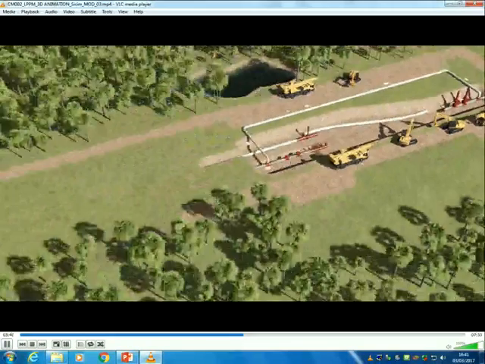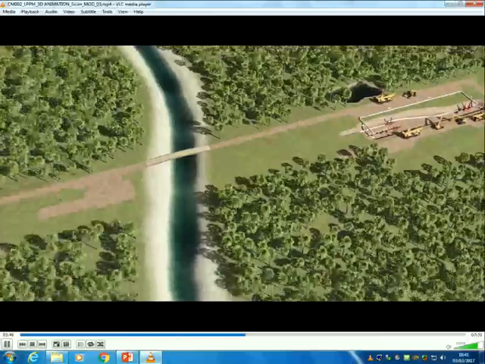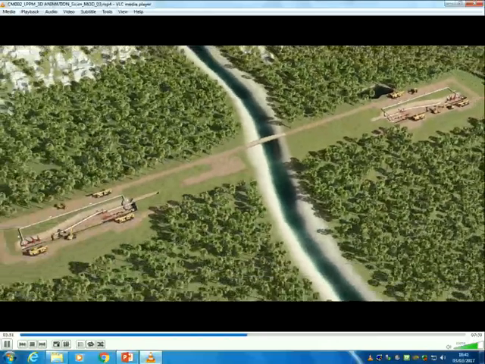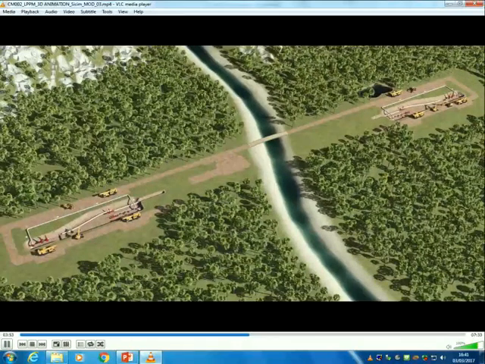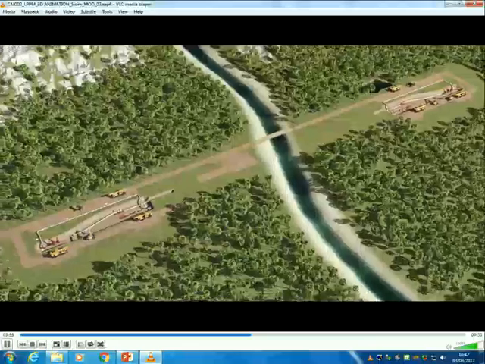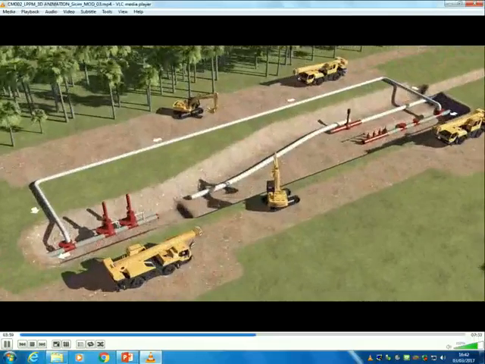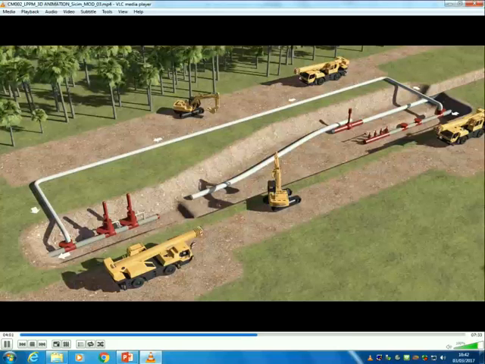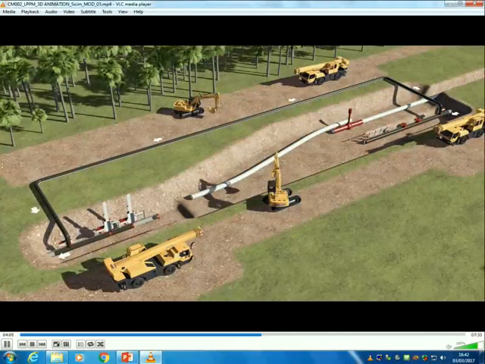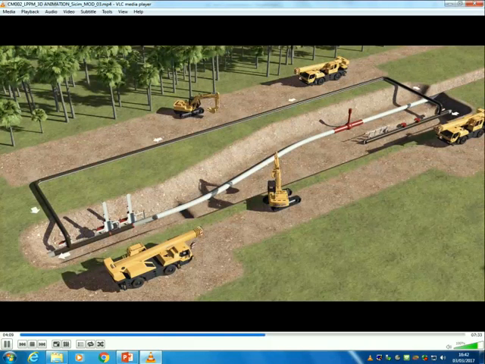So at this time, again, because of the bypass, we haven't lost any production. All oil is still continuing to flow, and so the end operator's happy, the client's happy, and the contractors can continue working in this area. And what they're doing now is they're tying in the new pipeline to the old pipeline. So this is now going to become the new pipeline.